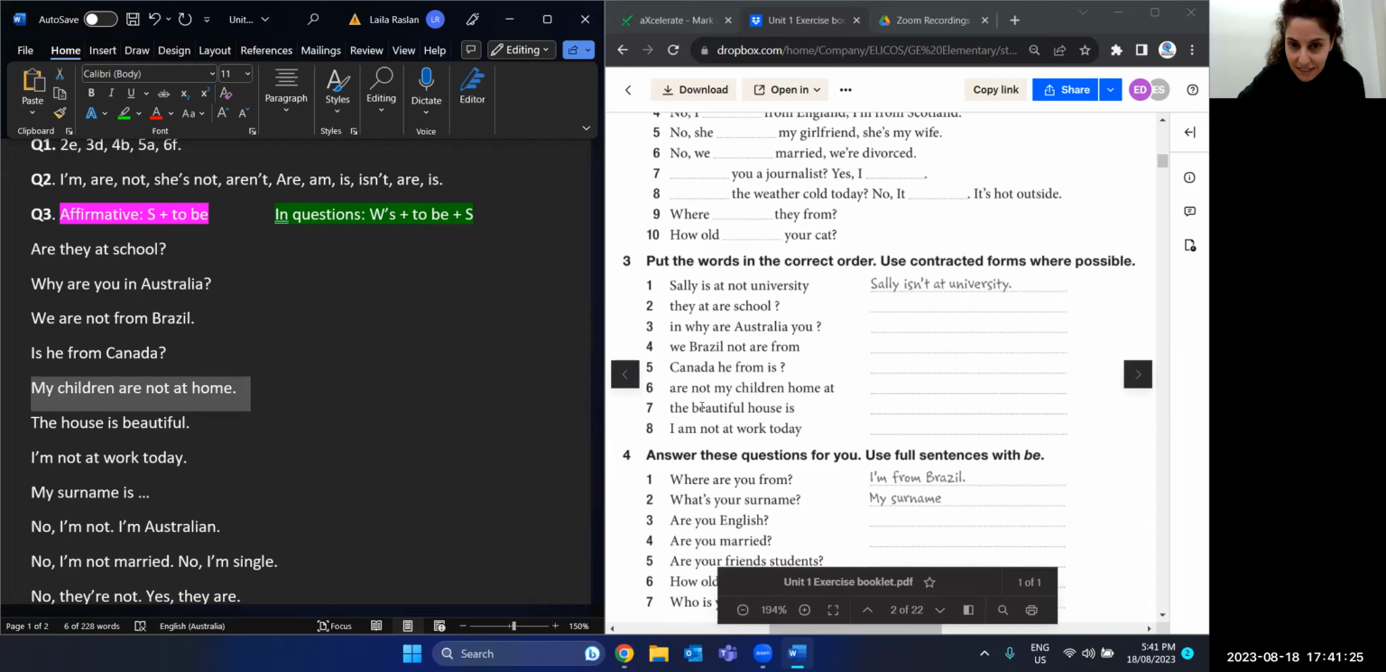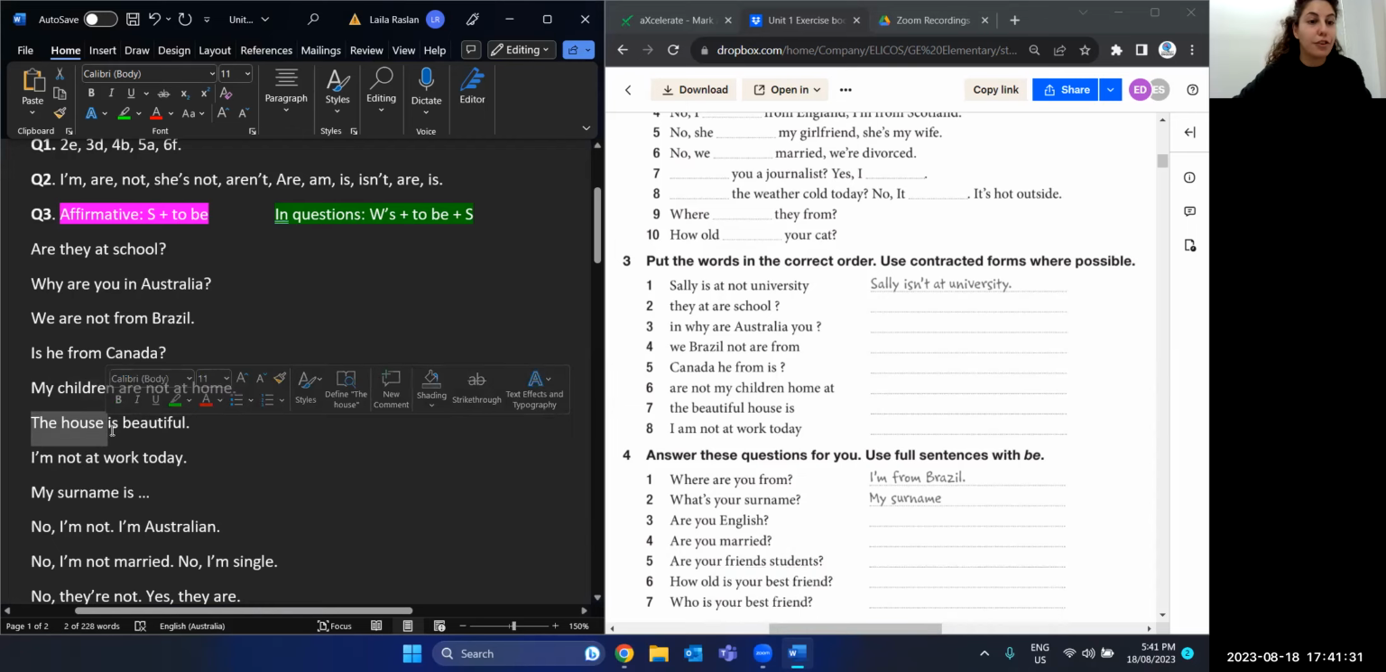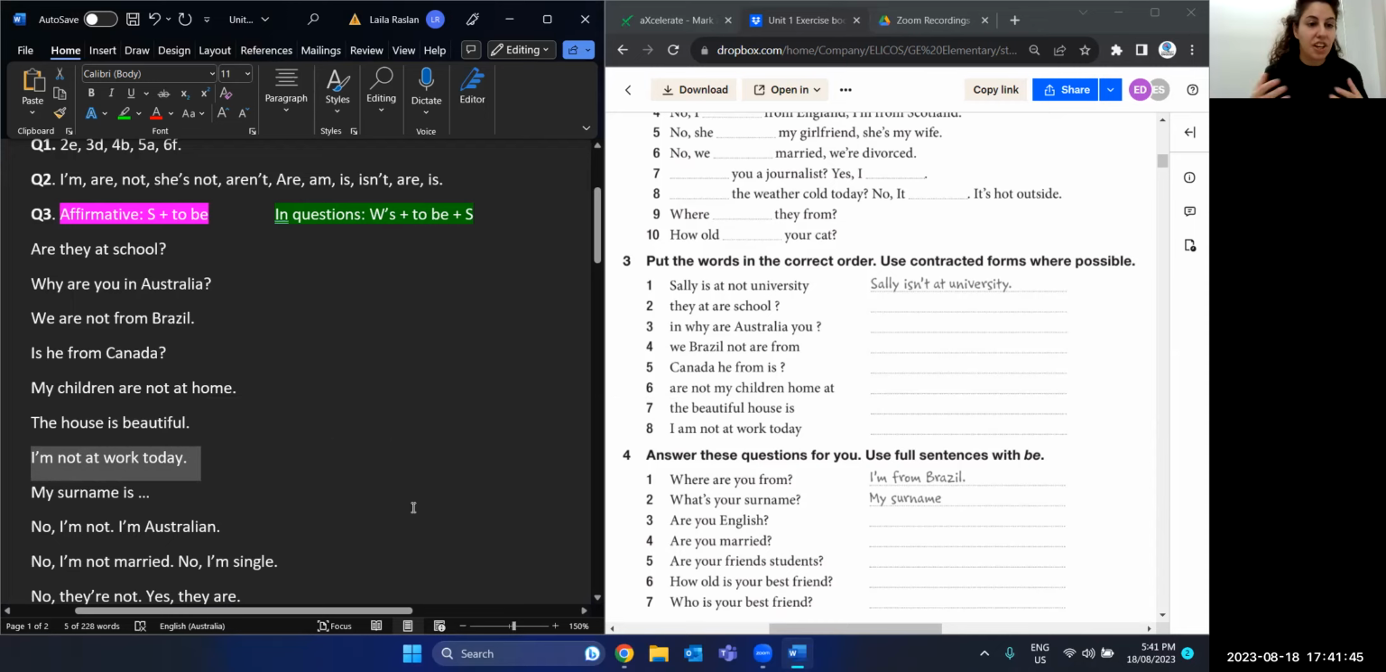Number 7. Yeah, so subject, the house, verb, is, and then we have an adjective, beautiful. The house is beautiful. Number 8. Yes, subject, I, verb, am, but we want to put them together. So it's a contraction, I'm, and then the not always comes after the verb. So I'm not at work today. Good. So that's using to be. You can see that this is all information about now. My children are not at home. I'm not at work today. I'm asking a question: is he from Canada? So that's what we have.